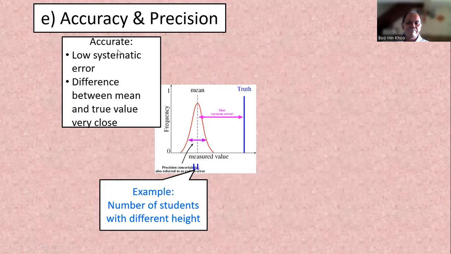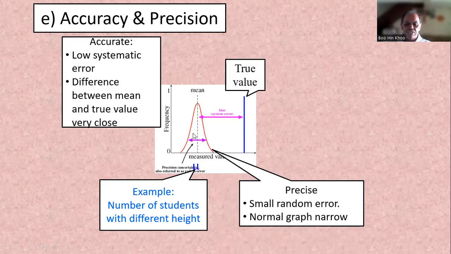Accuracy and precision. In this case, this is the correct value or true value. This is a measured value. That's the mean value. Very narrow, so we say low systematic error. But between the mean value and the true value there's a large difference. If it's accurate, low systematic error, the difference between mean and true value is very close. In this case, it's not accurate anymore. It's quite far away from the true value.